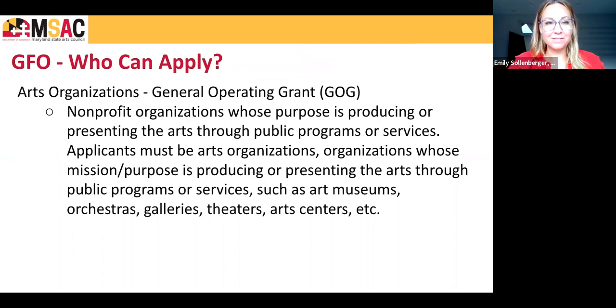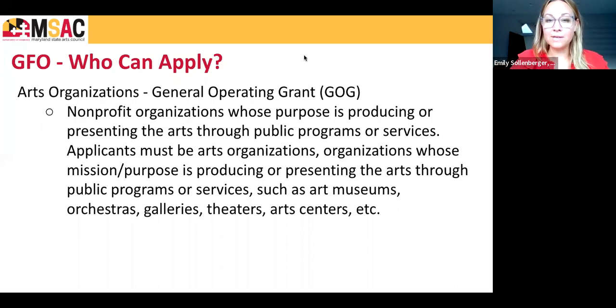All right, so to go through some of the basics, again, this is just the starting point for new organizations. So we're going to start at the very basics, as I mentioned. There's kind of two categories, if you will, for who can apply. So in general, it's our arts organizations to provide general operating support. In our guidelines, you'll see GOG referenced as well. That's really just general operating grant.